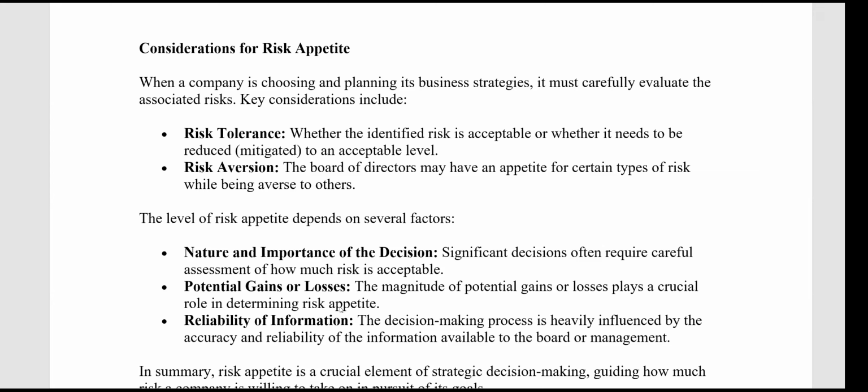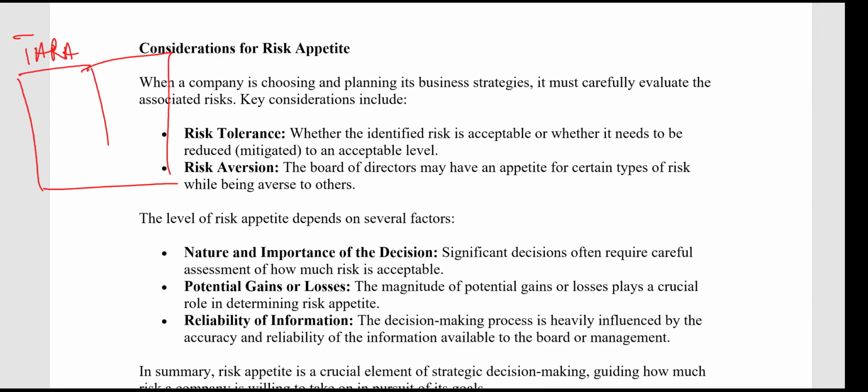So when you are looking at risk appetite, there are also some considerations. When you are planning or choosing your business strategies, you must evaluate the associated risk. So you can look at the amount of risk you can tolerate, right? Risk tolerance, whether the identified risk is acceptable or whether it needs to be reduced or mitigated to an acceptable level. And there's a risk map, okay? We have risk maps that we use. We'll learn how to do risk mapping, or we'll learn how to use the TARA framework to risk map, right? When we get to risk management it will be very interesting.